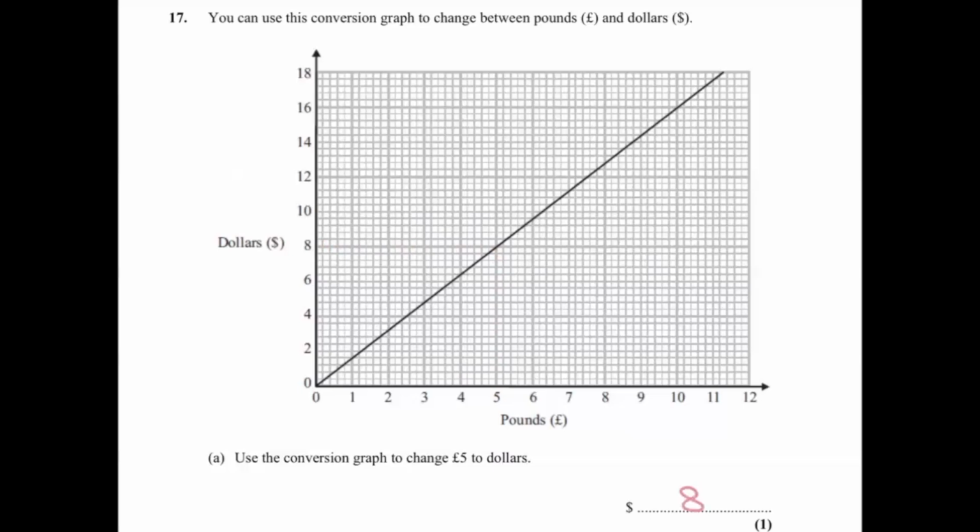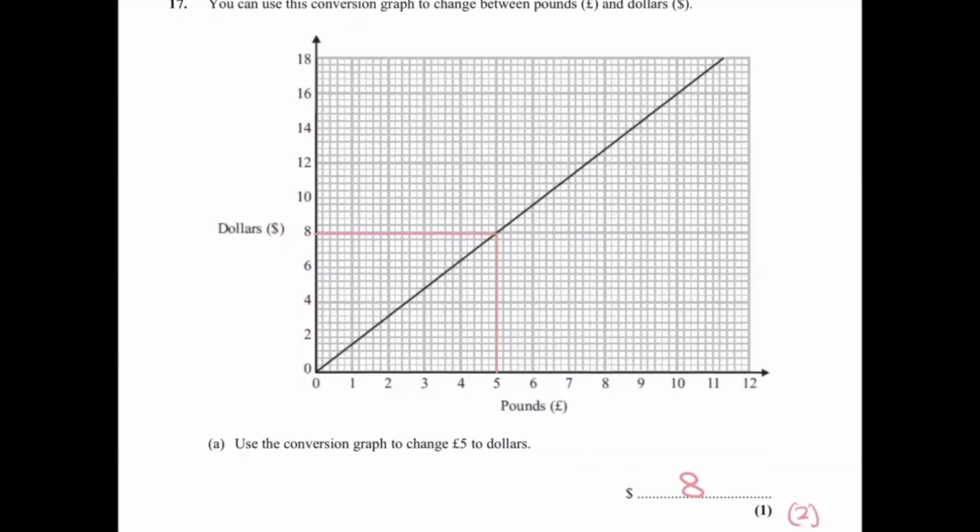It's a 1 marker. If that had been 2 marks, what we've just done would not be enough. And it would be really important that I actually put the markings on the graph to show the examiner that I have read that graph properly.